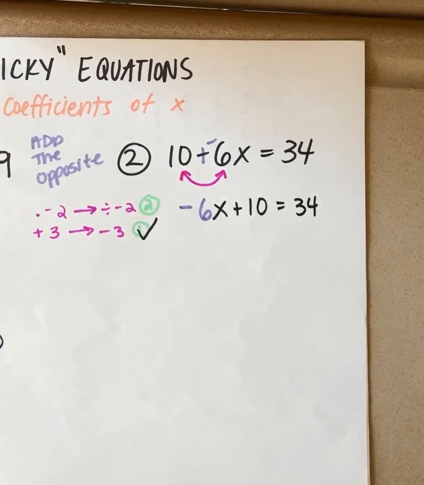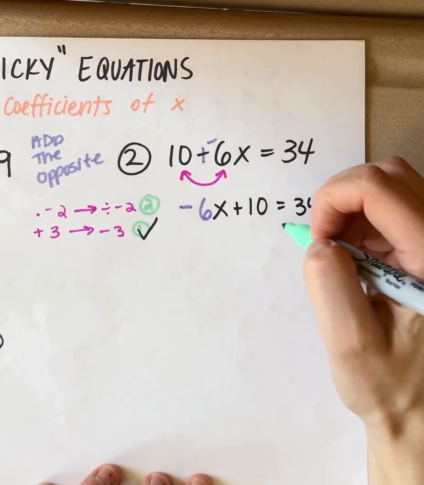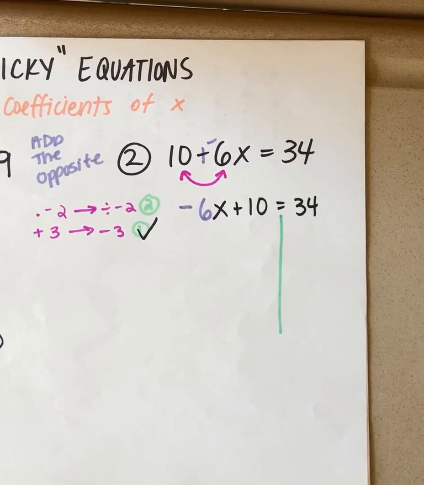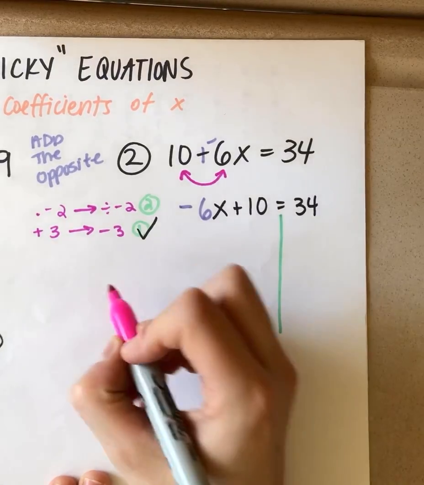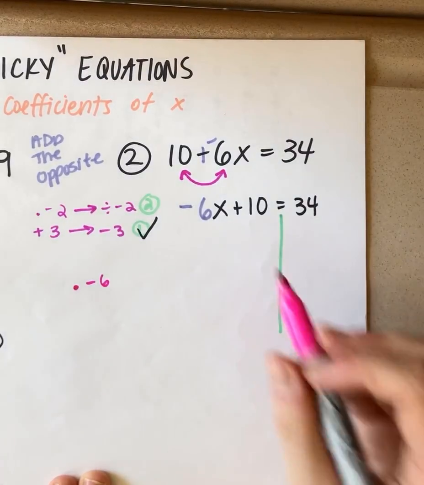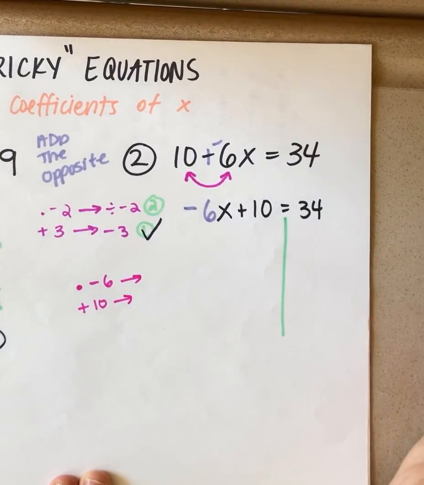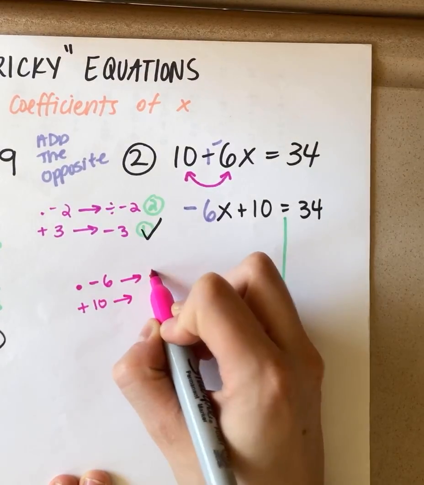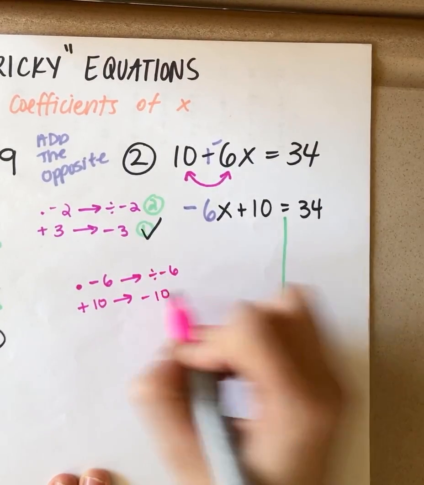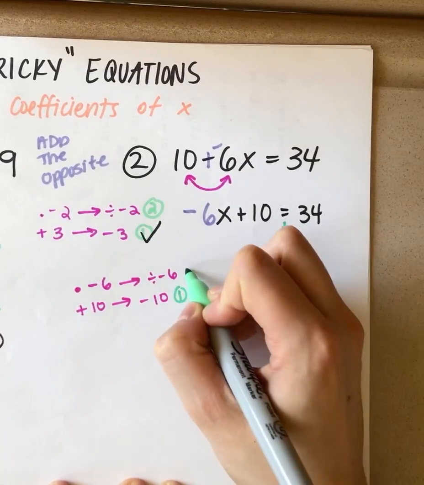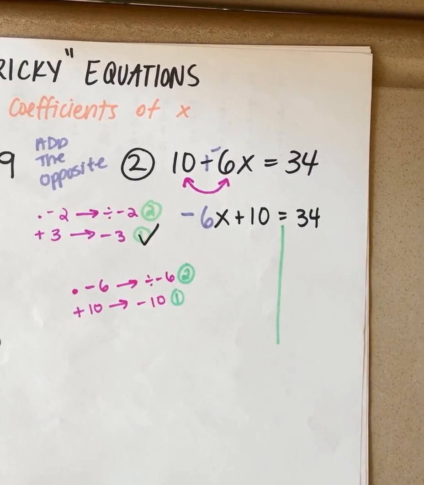Now that it's in the order I'm used to, I'm ready to solve. So I will drop my line down for my equal signs to help me organize my work. And I'll think about what's happening here to x. So x is getting multiplied by negative 6 and added with 10. I'm going to undo that by dividing by negative 6 and subtracting 10. Once I have my two steps, I think which order. Okay, the subtraction first, that's step 1, then division. And I'm ready to start.